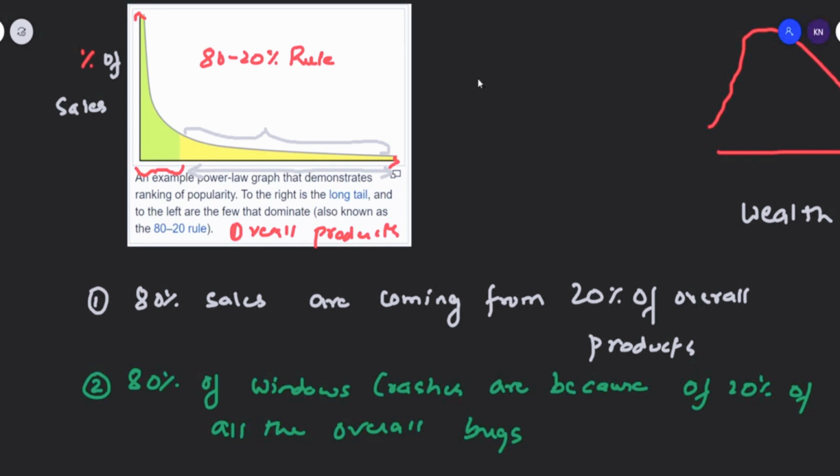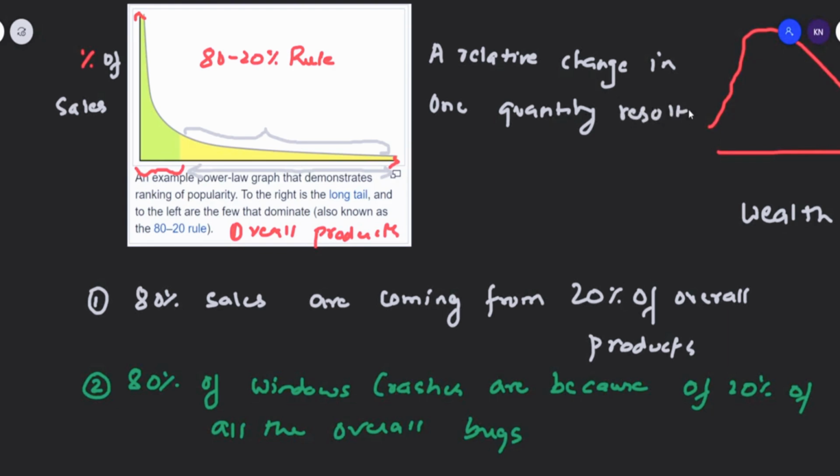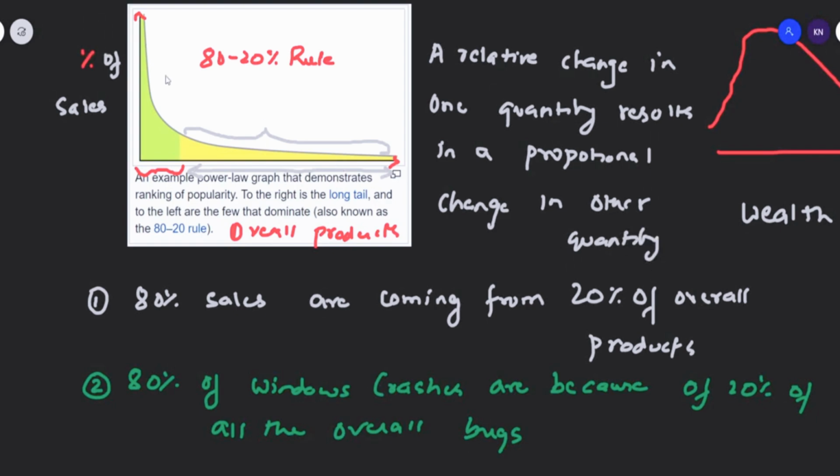Now, what is the main thing that you really need to note? Here I can definitely write: a relative change in one quantity. Based on this particular distribution, I can come to this statement: a relative change in one quantity results in a proportional change in the other quantity. This is how we can define this particular power law distribution, guys.